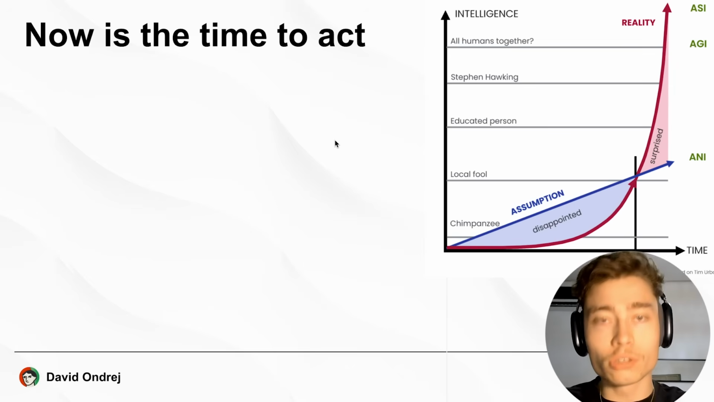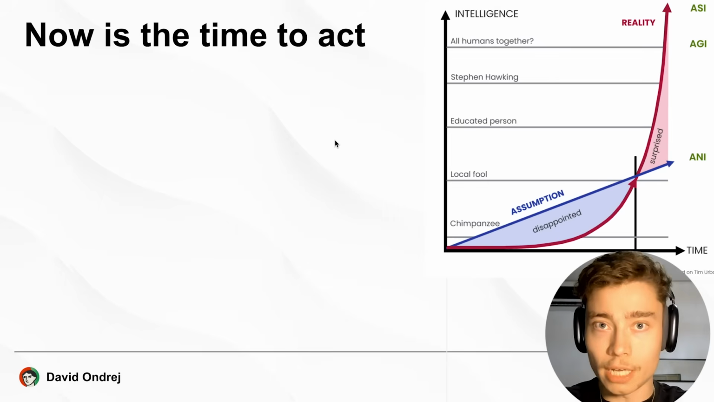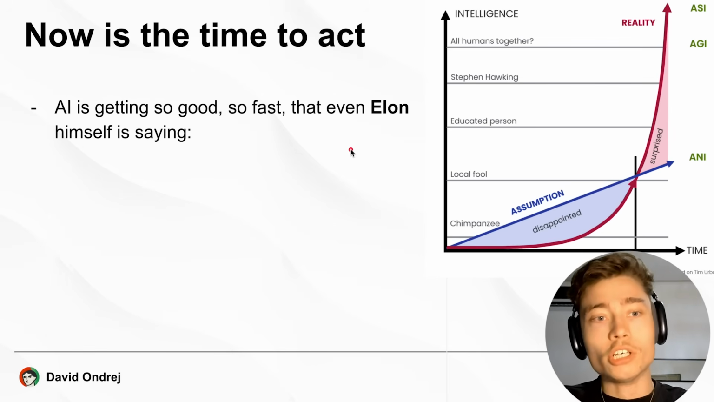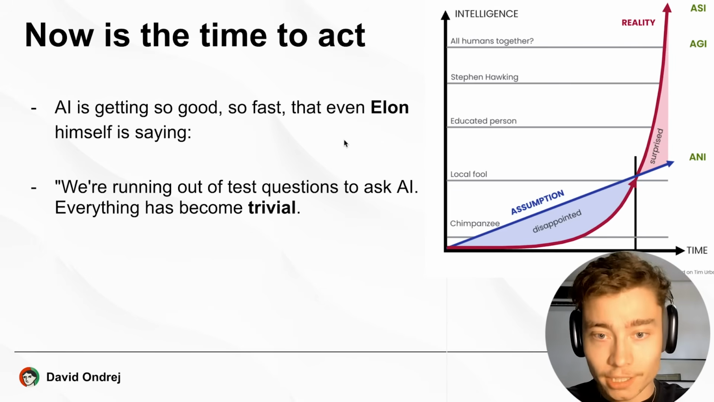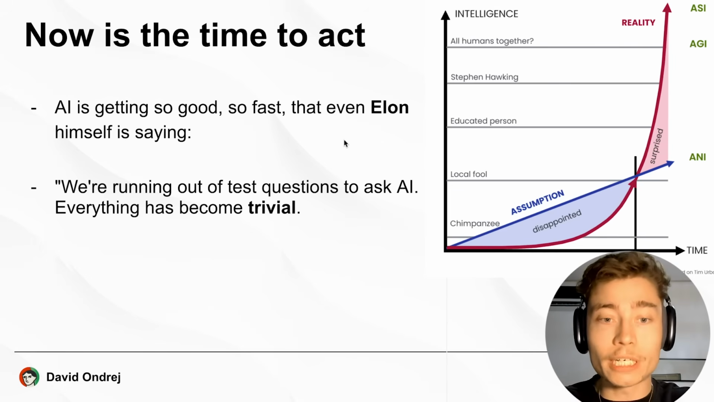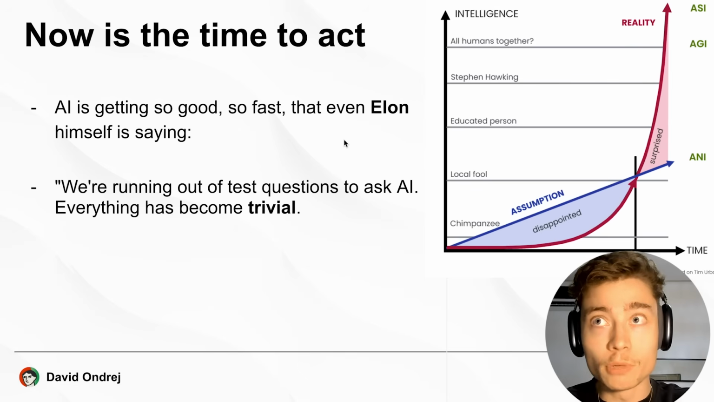If you're still only consuming AI content and you're not building a startup, you're not building AI agents, now is the time to act. AI is getting so good, so fast, that even Elon himself said, we're running out of test questions to ask AI. Everything has become trivial. Think about that. The people building the models, they're even running out of things to test the AI on.